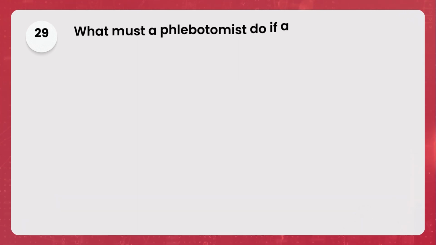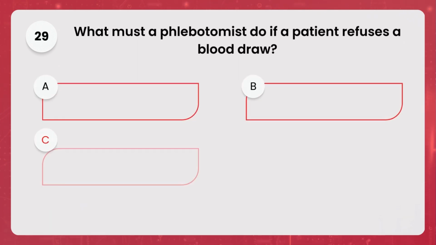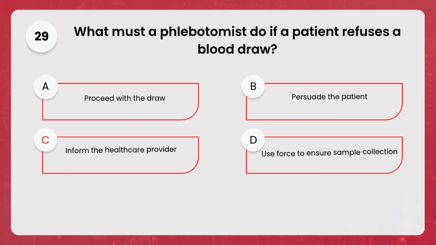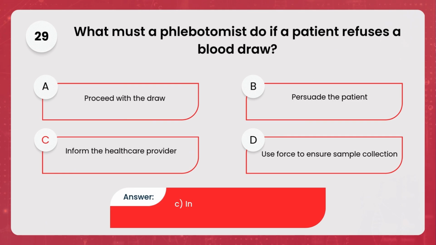Number 29. What must a phlebotomist do if a patient refuses a blood draw? A. Proceed with the draw. B. Persuade the patient. C. Inform the healthcare provider. Or D. Use force to ensure blood sample collection. The answer is C. Inform the healthcare provider.